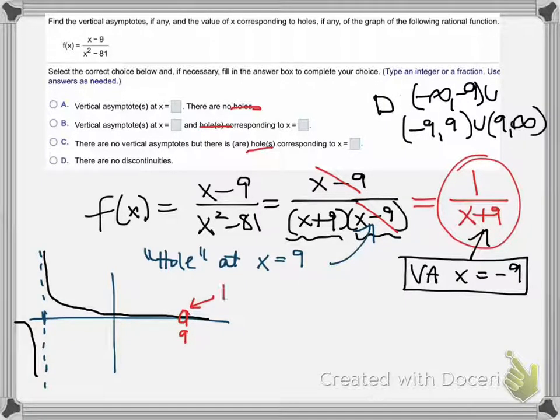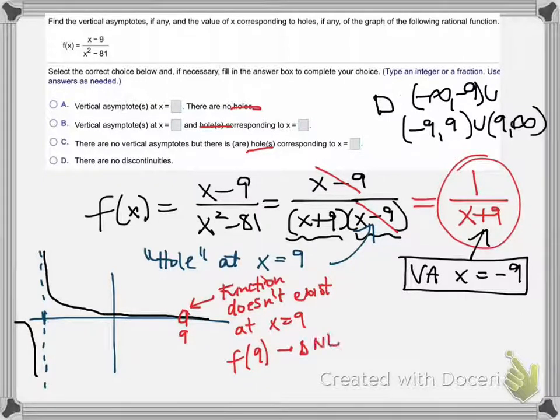So the function doesn't exist at x equals 9, right? So if you go in and try to evaluate f of 9, it does not exist. That's my abbreviation for does not exist. So there's no value. It's not like f of 9 equals 0 or 2 or anything like that.